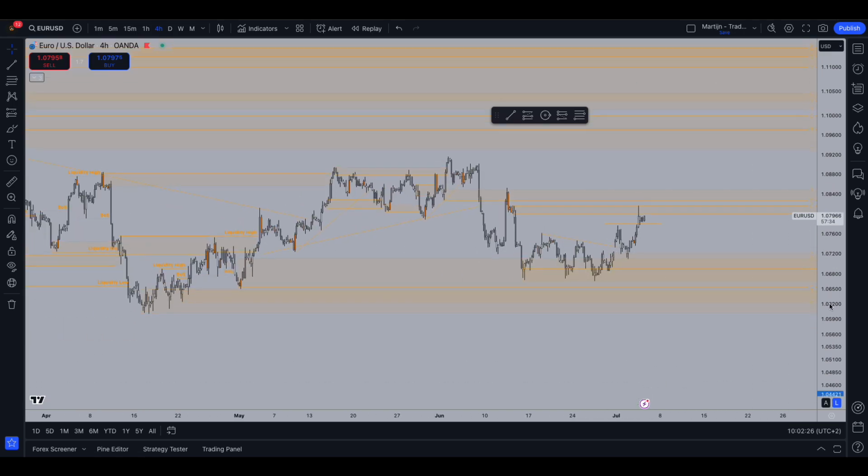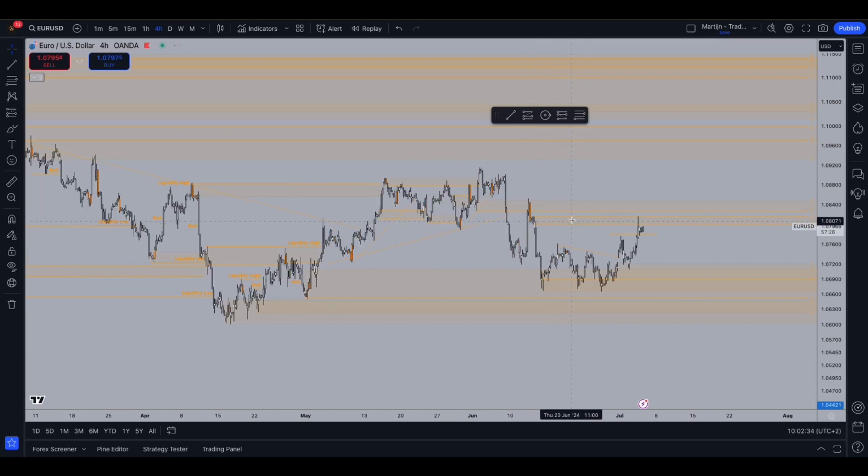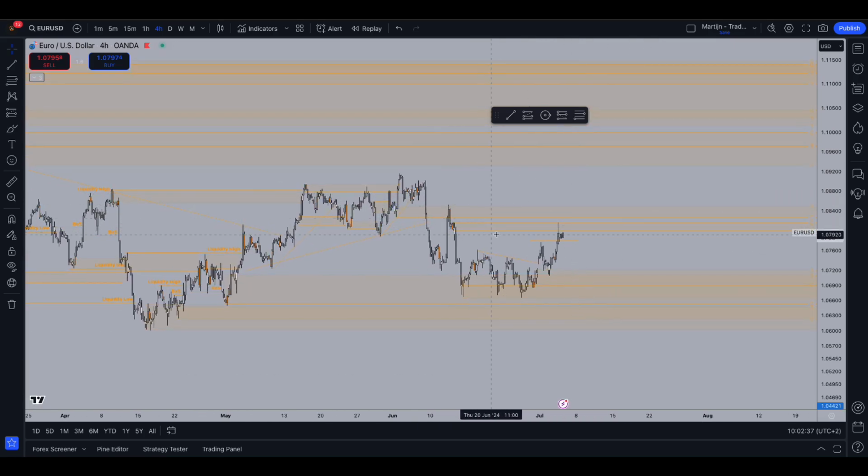But for now, what we can see is that a lot of retail traders are still short. Even at the highs in here, there are still a lot of traders short. And for now, I got my confirmation that price is going to go up. We still have a supply zone in here, which can push price down. But for now, I am just bullish on EUR/USD.